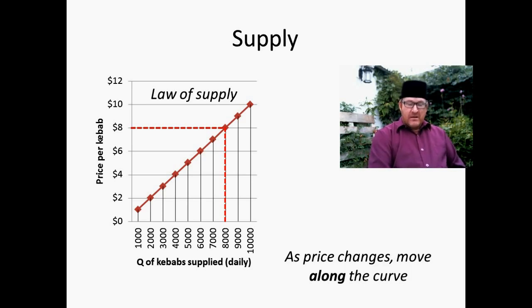operation. Again, remember that when the price is changing, we move along the supply curve. And the law of supply says that when the price of a good goes up, the maximum quantities that the sellers are willing and able to offer for sale goes up, and vice versa. Or in other words, there's a positive or a direct relationship between the price of the good and the quantity that the sellers are willing and able to offer for sale. Again, ceteris paribus, assuming all other non-price factors are being held constant.